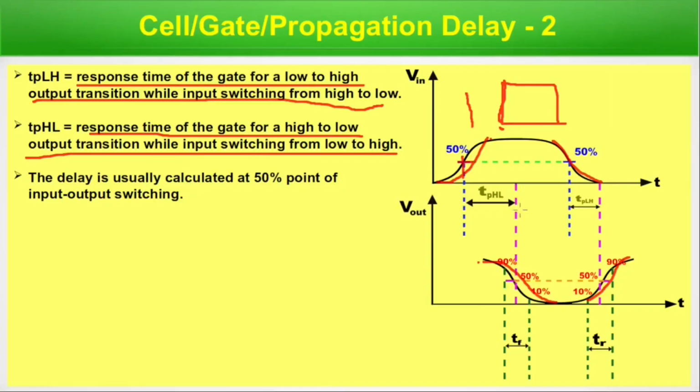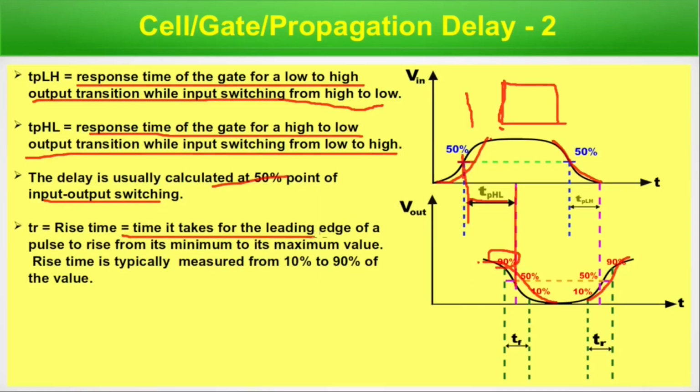So 50% to 50%. Here it's 50% of that output signal, and here is the 50% of the input signal. The difference between these two 50% points is TPHL. Similarly, TPLH. The delay is usually calculated at 50% of input output switching.